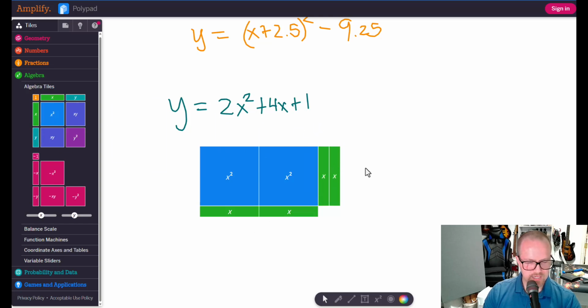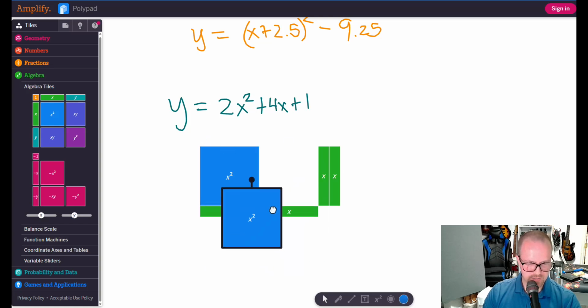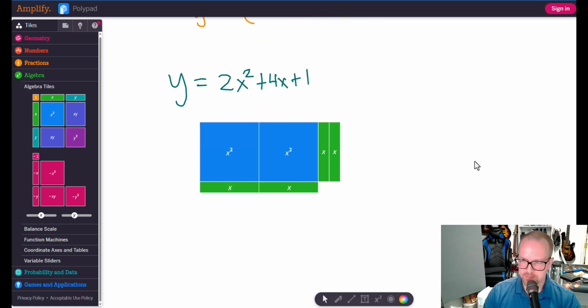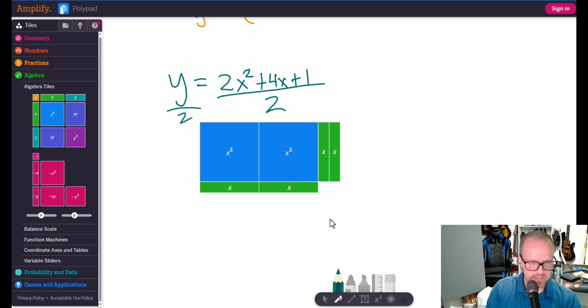And as you can see here, that is not a square shape. This is not going to be a square shape in this current format. So what we need to do is take away that coefficient of 2 by dividing both sides by 2. And algebraically, it looks kind of like this. We're dividing by 2, we're dividing by 2.